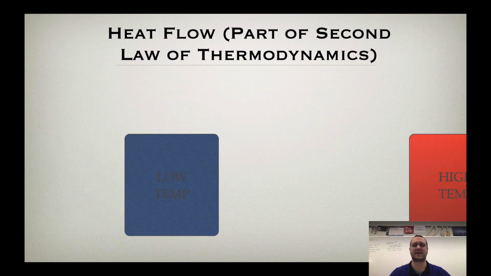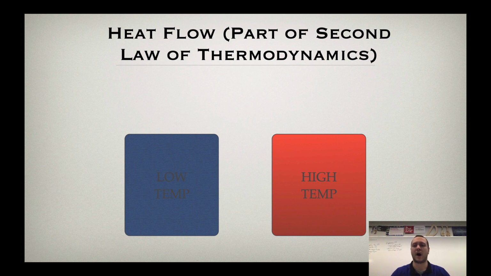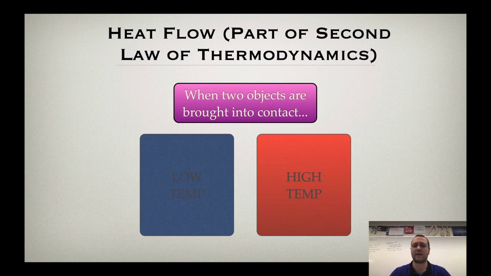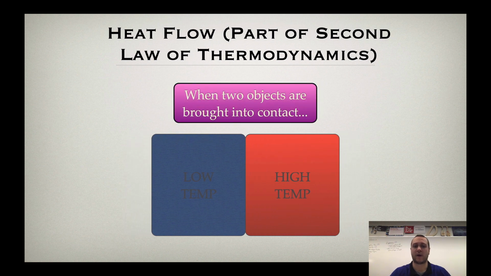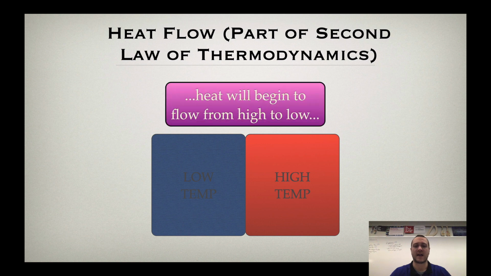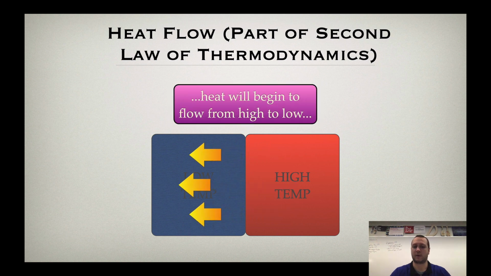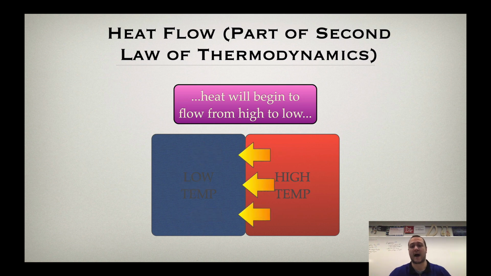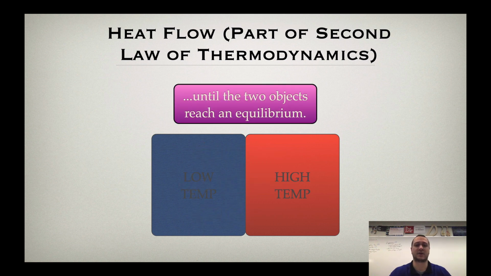And part of where we get that zeroth law comes from a piece of the second law of thermodynamics, which is going to be our heat flow. So we have a low temperature object on the left, we have a high temperature object on the right. When they come in contact with each other, right, we're going to see a spontaneous flow of thermal energy, right? We're going to see heat, thermal energy flowing from high temp to low temp. And it's going to flow and flow and flow until we reach what's known as thermal equilibrium.